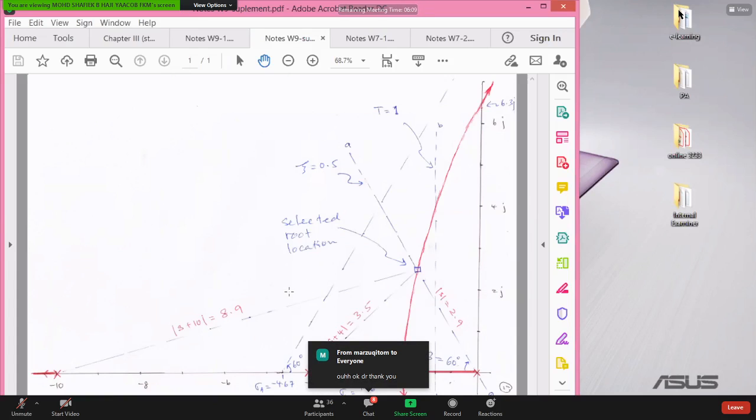What intersection? No, the breakaway point is not the intersection. It's the point where the locus leaves the real axis. The intersection with the imaginary axis is different from the breakaway point. The intersection of the imaginary axis, you get this from the Routh table.